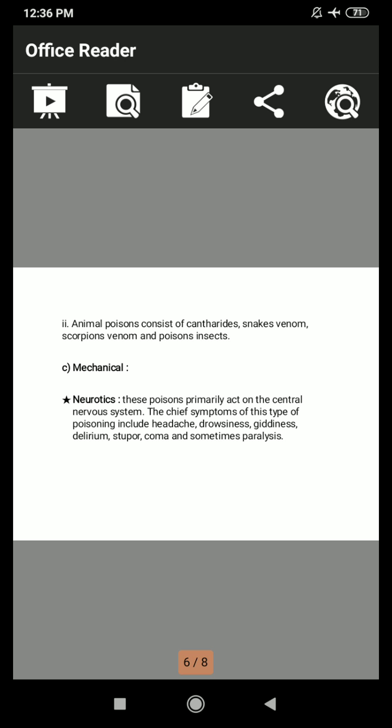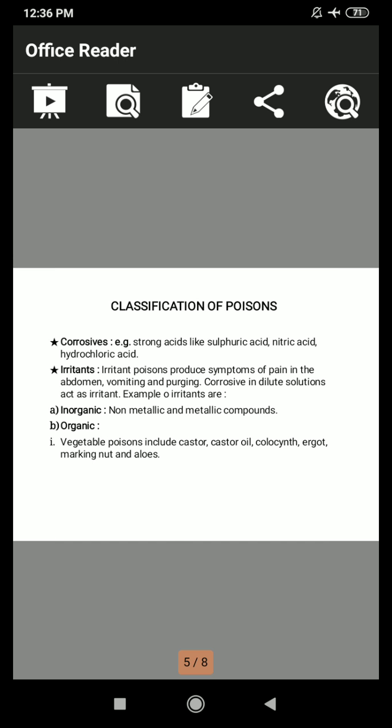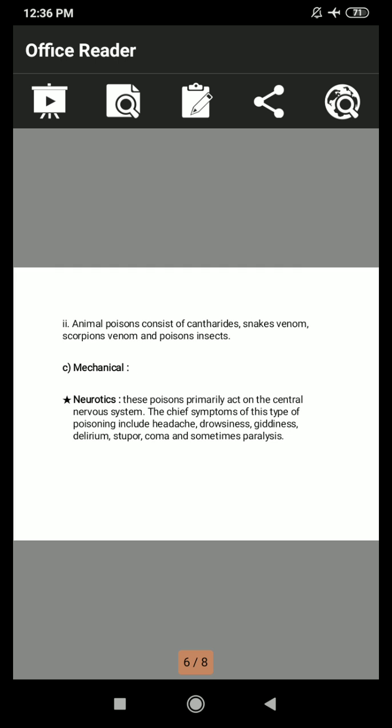And the last type is neurotics. These poisons primarily act on the central nervous system. The chief symptoms of this type of poisoning include coma, stupor, delirium, giddiness, headache, drowsiness and sometimes paralysis. Okay, that is the end of the classification of poisons. The remaining part we will see in the next lecture.